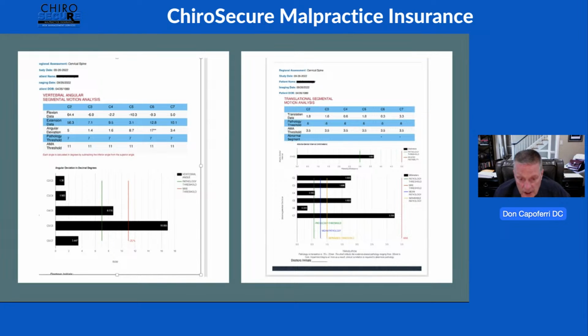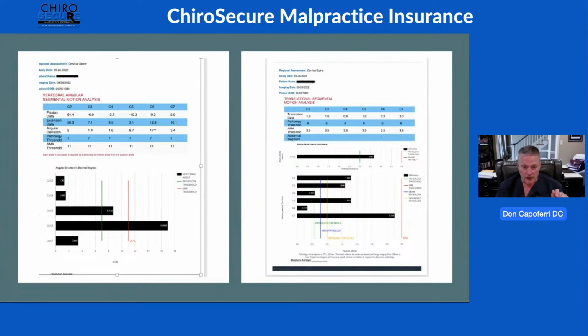Then for translation, on the right-hand side, that report is showing at the very, very top pathologic motion of C1 on C2. 3 millimeters is the threshold for pathology there. 5 millimeters is the threshold for severe instability. So clinically, I need to know that that C1 on C2 is unstable, and we make other treatment plans as a result. You see what I'm saying? No predetermined treatment plans. It's all based on the clinical findings of this patient.